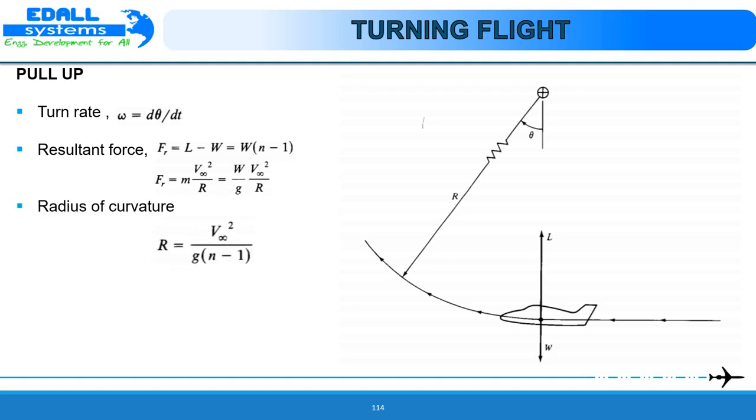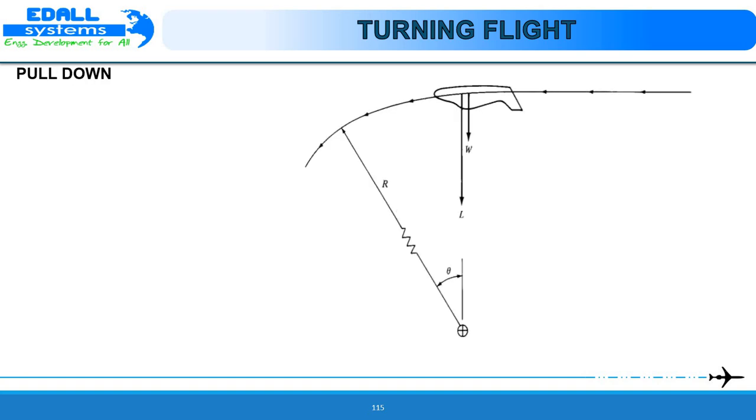Combining these two equations, we have radius of curvature equal to v infinity square divided by g into n minus 1. Hence, the turn rate is equal to g into n minus 1 by v infinity, since turn rate is equal to v infinity by r. A related case is the pull-down maneuver illustrated in the diagram here.